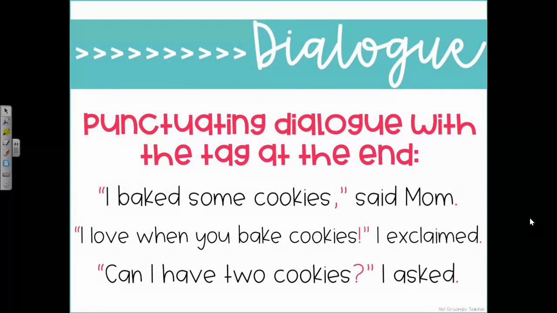Here's how you can punctuate dialogue with the tag at the end. Notice it's, quote, "I baked some cookies," comma, quote, said Mom, period. Quote, "I love when you bake cookies!" exclamation mark, quotations, I exclaimed, period. And quotation mark, "Can I have 2 cookies?" question mark, quotation, I asked, period.